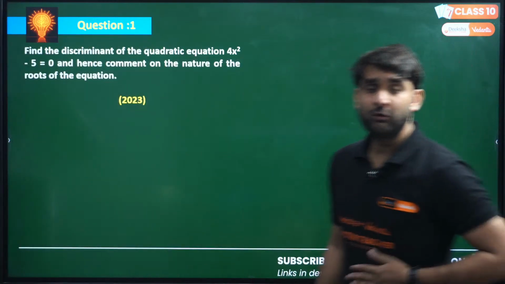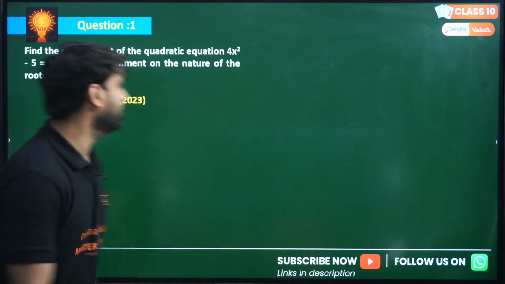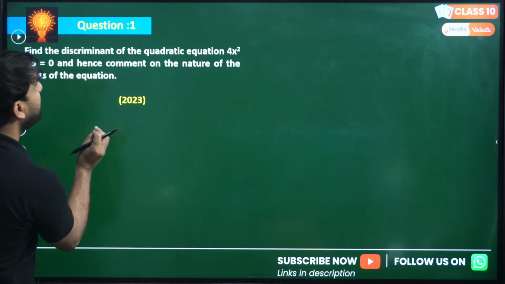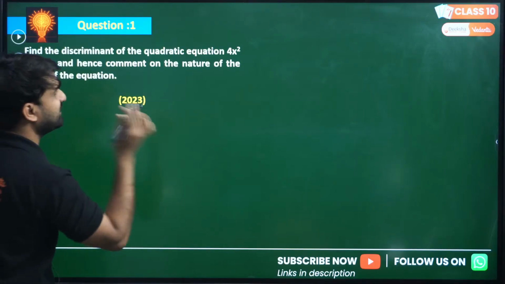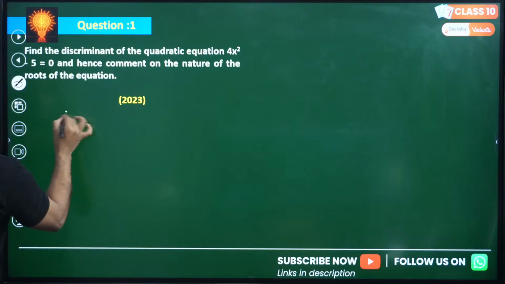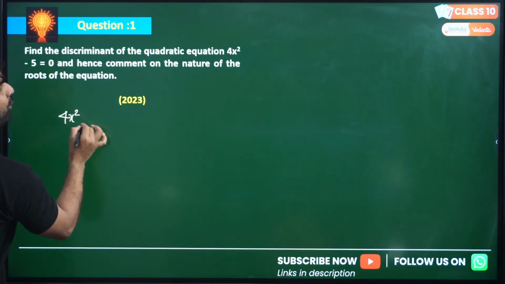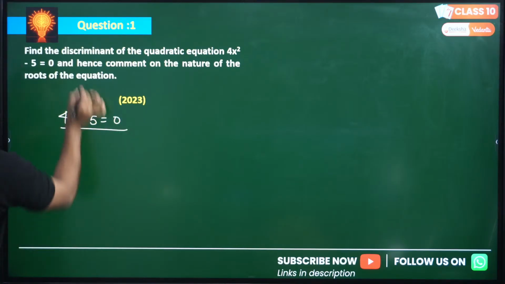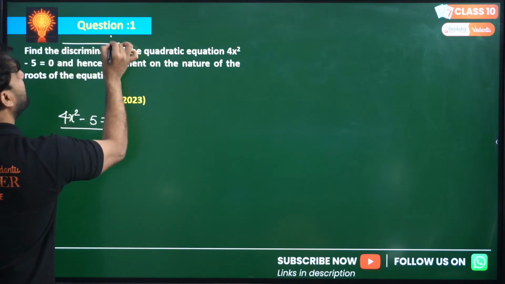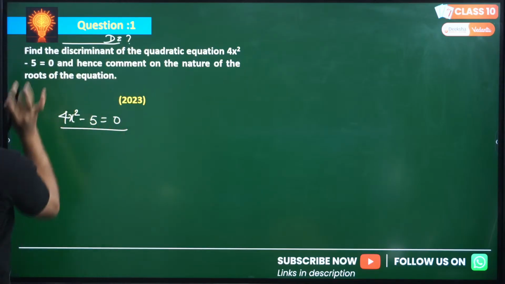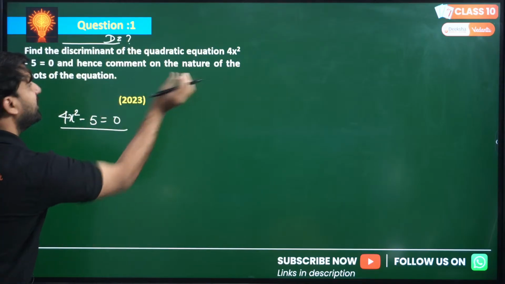Okay, so question number 1. Look at the question, guys. Find the discriminant of the quadratic equation. So there is a quadratic equation: 4x square minus 5 equals 0. Find the discriminant, means we have to find out D here. D is what? Of this quadratic equation, and hence comment on the nature of the roots.